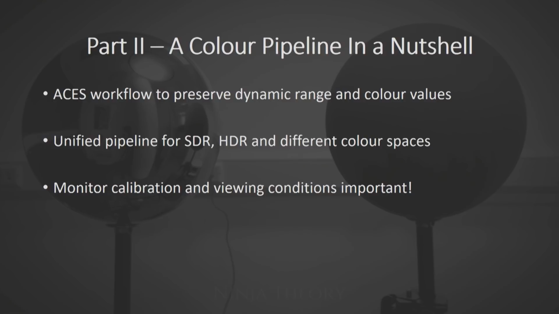Okay, so that's part 2 covered. We've gone through color science, we've gone through all that technical side of it, and now we've had a look at how a color management pipeline could potentially look via the ACES workflow, which again is really good for preserving all this dynamic range and all the color values that are outside of an sRGB color gamut.